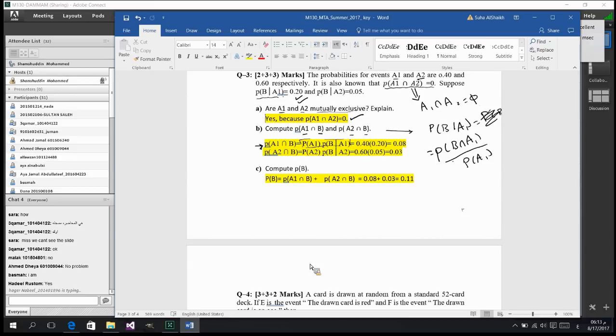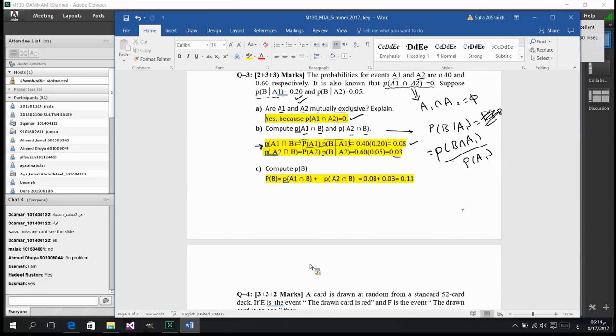So the probability of A1 intersect B is the probability of A1 multiplied by the probability of the conditional. You will see a lot of questions similar to this even in the final. So we have the values, just multiply, get the result. We have the values of A2 and the conditional B under the condition of A2. We multiply them, get the result.